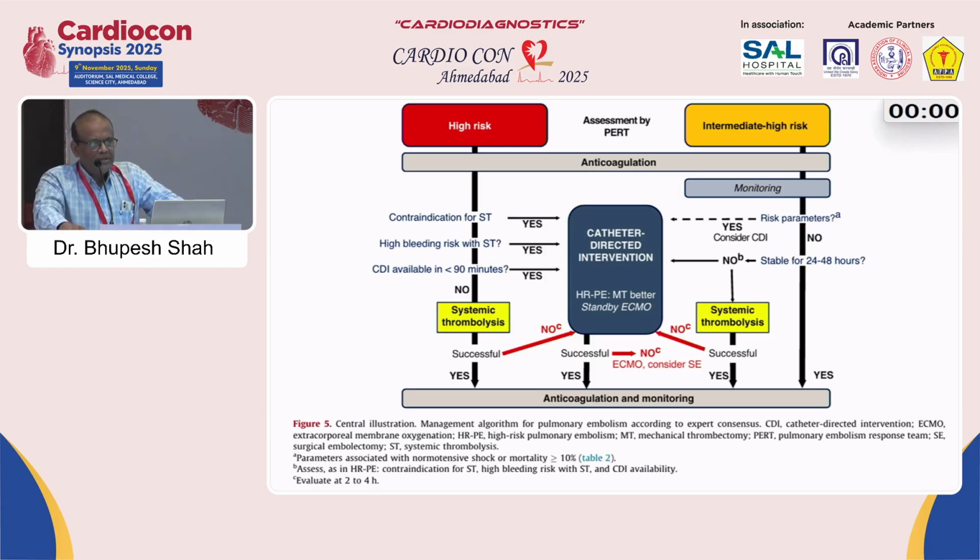The monitoring is important. If the patient stays stable for 24 to 48 hours, then systemic thrombolysis is important, and if it is successful, then anticoagulation is important. But if the patient is not stable, then catheter-directed intervention, because catheter-directed thrombolysis is also important. How long should one wait?